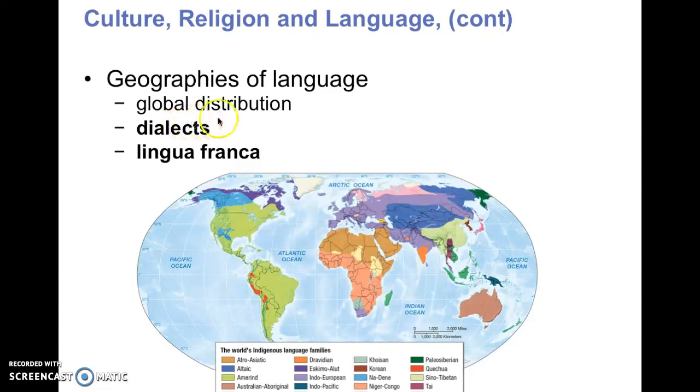Geographies of language, so the global distribution of language, the dialects, the lingua franca, in other words, what language is commonly used for business and government. I think in our global sense, because America speaks English, English is the lingua franca used in commerce and the airline industry and much of other industries. It's not the most commonly spoken language on the planet, but it's definitely the dominant language.